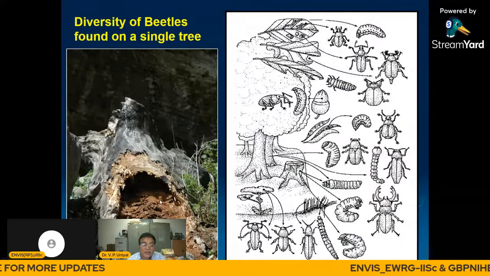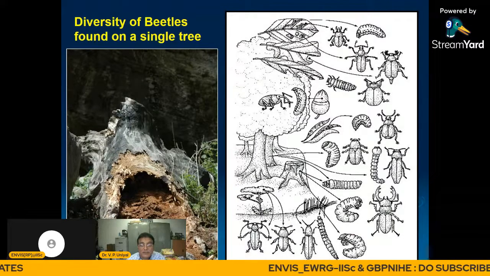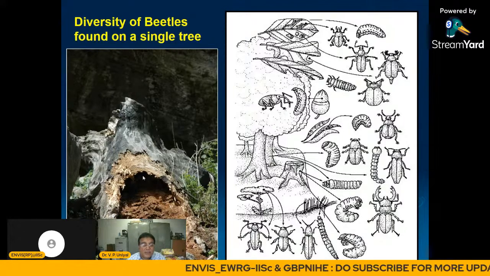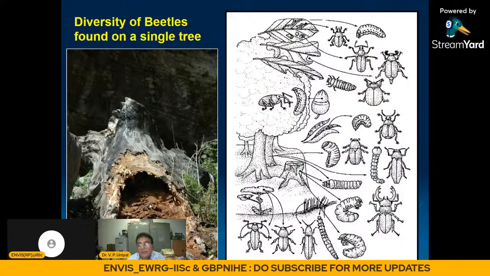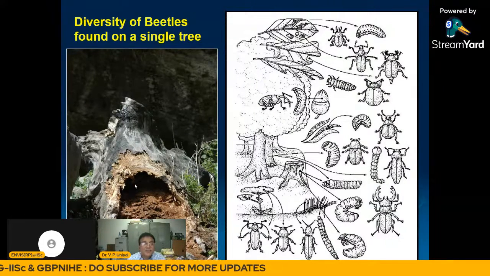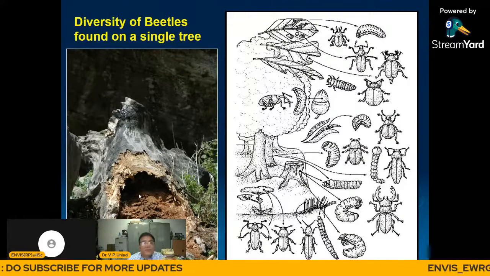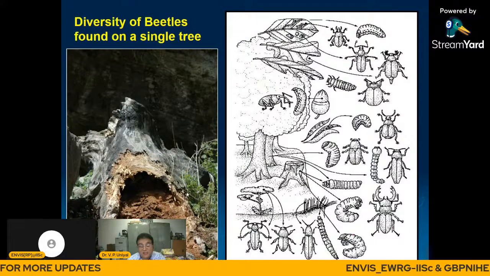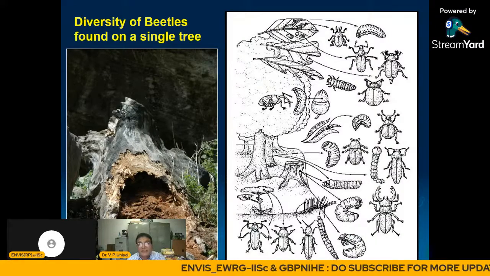Subsequently, a large number of insects will come here, and then beetles, then birds and amphibians will survive on the larvae and caterpillars of a variety of insects. So that is the important diversity of beetles found in a single tree, and this is the indicator that if the log is inside the forest, your forest is rich.